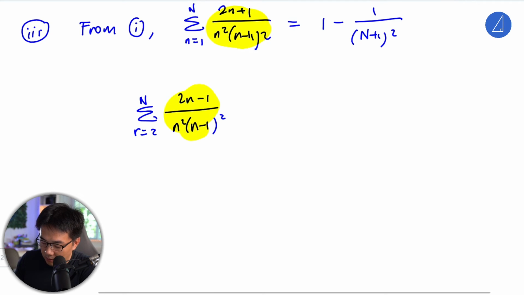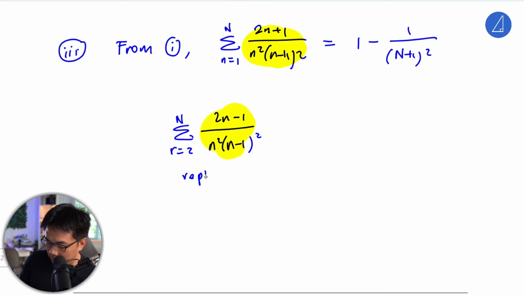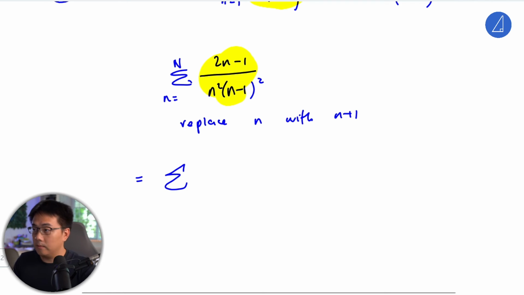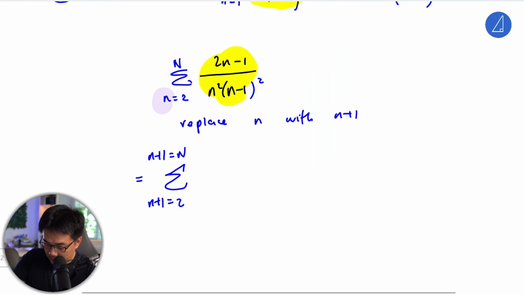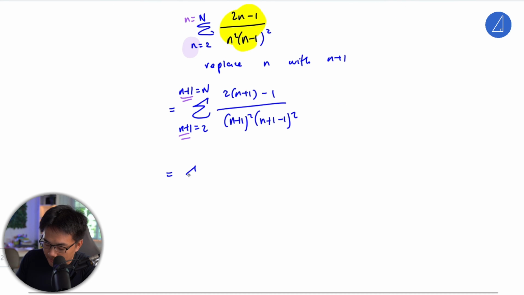So replace r with n, or rather, replace n with n plus 1, so that we get this. When you replace n with n plus 1, just remember that you replace this n as well, and also the invisible n here. Important. Then once you're done, the top will be 2 times (n plus 1) minus 1, over (n plus 1) squared times (n plus 1 minus 1) squared. So simplify it, it'll be n.